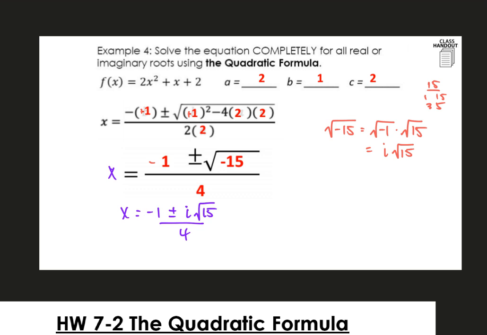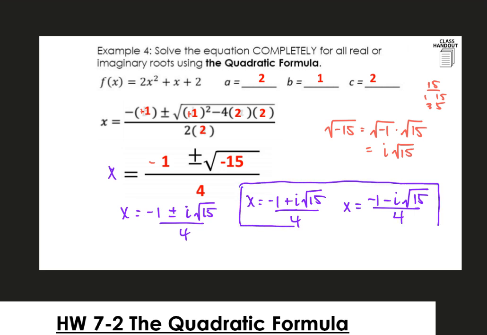So now I have two answers. It's going to be x equals negative 1 plus i square root of 15 over 4, and then x equals negative 1 minus i times the square root of 15 over 4. For these ones, we're not going to get approximate answers, because our calculator can't handle imaginary numbers and it won't give us an approximate answer. So we're only going to have exact answers in this case.